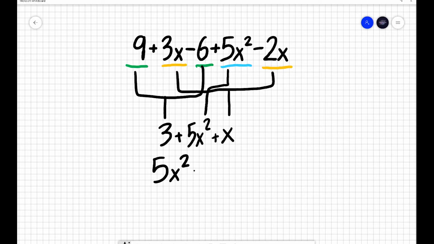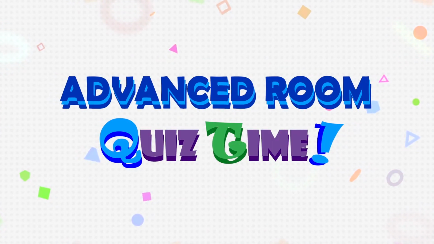Greatest to least order. So yeah, you would write it like this because this is the greatest exponent, and then this is the variable. It's just raised to the first power, and then you have the constant. So that is it for the lesson, and now we will be moving into the advanced room. Let's go.